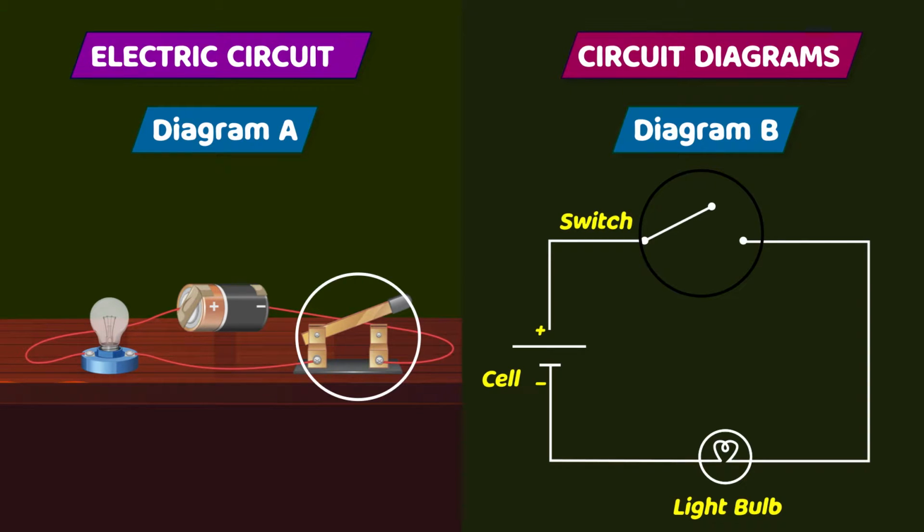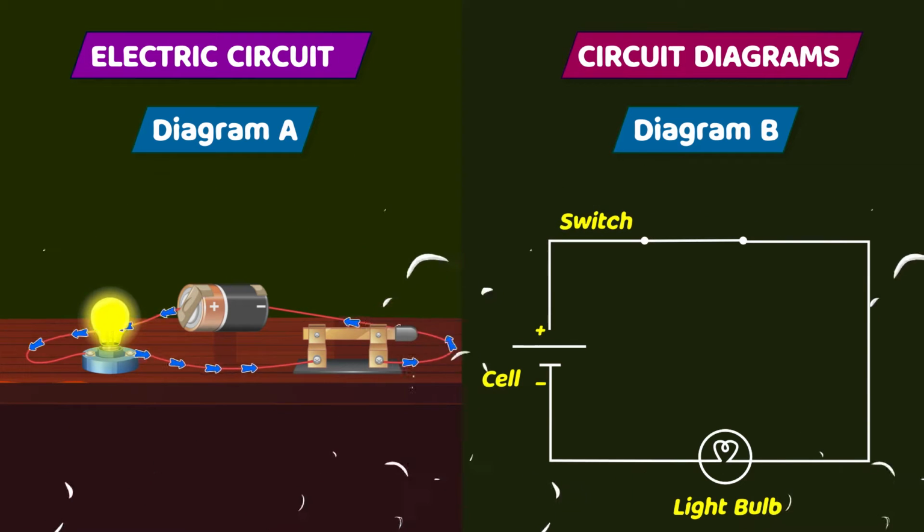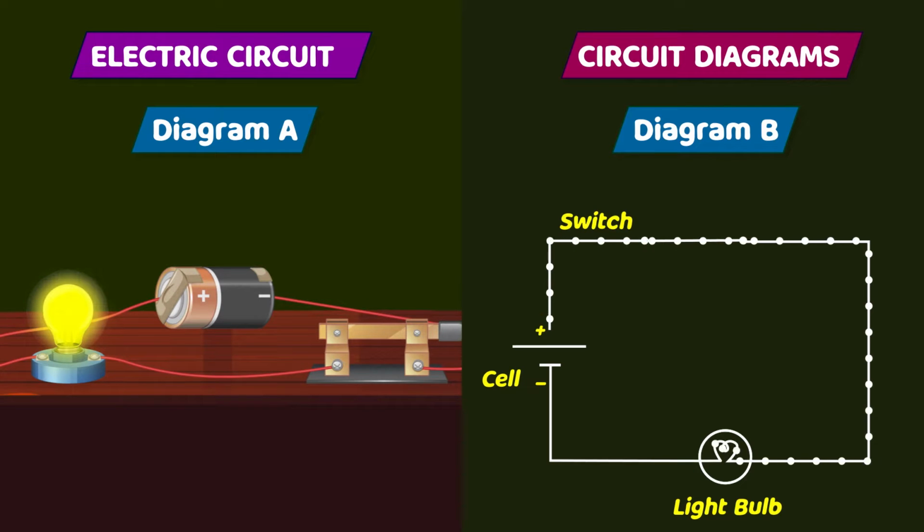If the switch is off, current does not flow through the circuit and the bulb does not glow. It is then said to be an open circuit. When the switch is on, the current flows through the circuit and the bulb glows. It is then said to be a complete circuit.